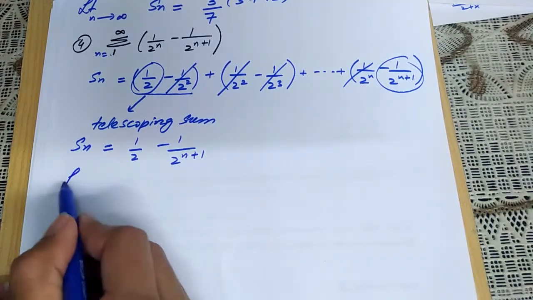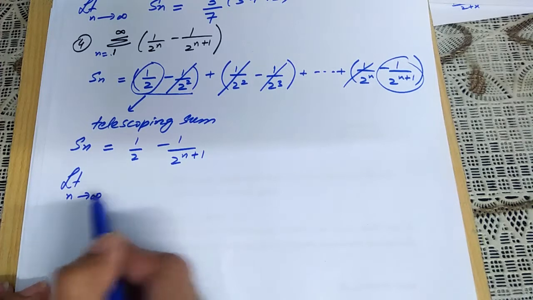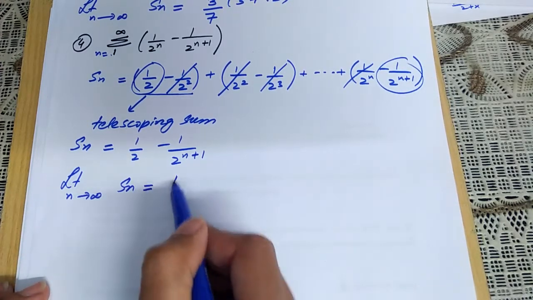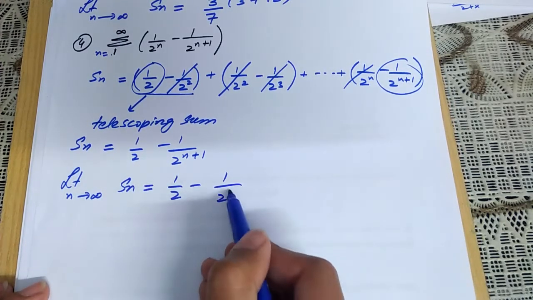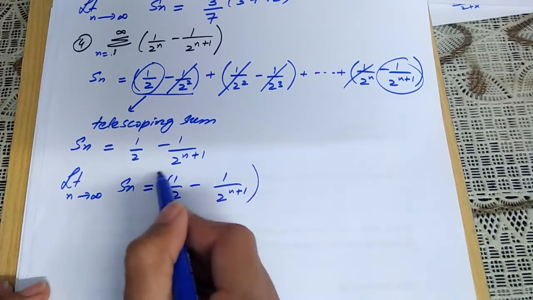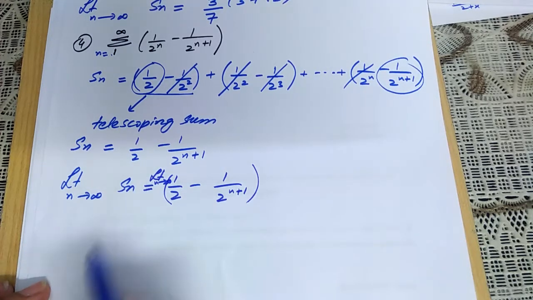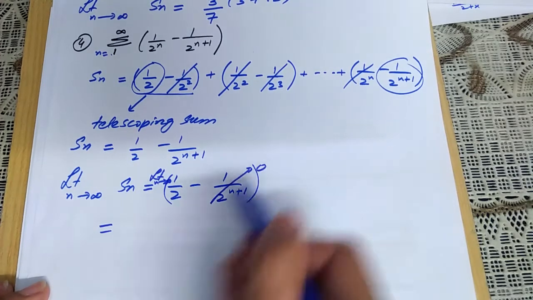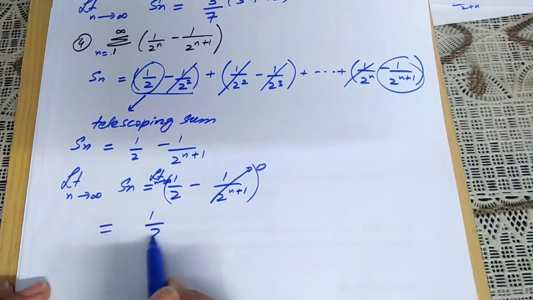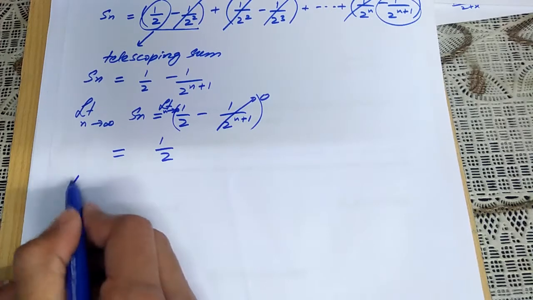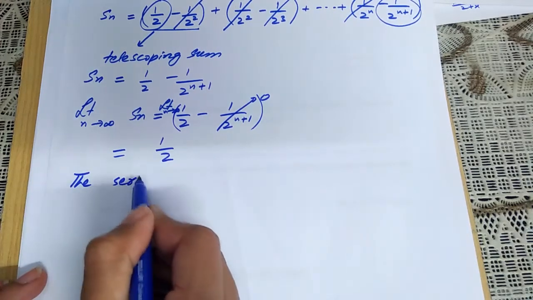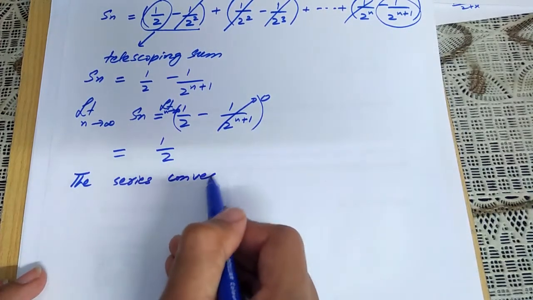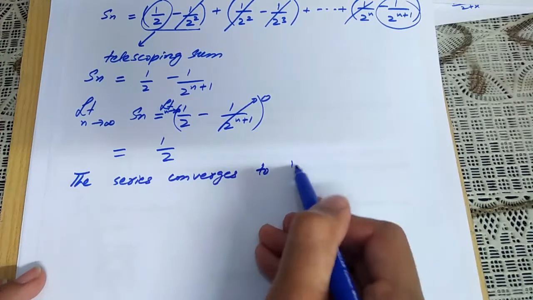Now apply the limit: limit n approaches infinity, Sn equals 1 over 2 minus 1 over 2 raised to power n plus 1. Apply the limit here as well. This term goes to 0, so we will get 1 over 2. So the given series converges to 1 over 2.